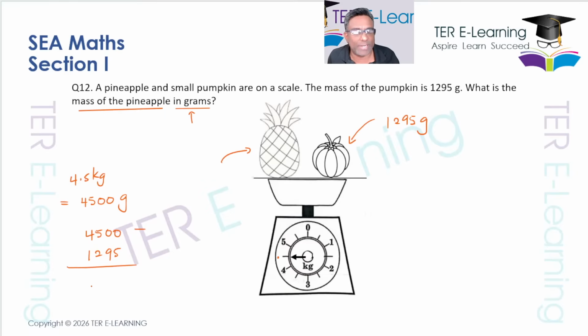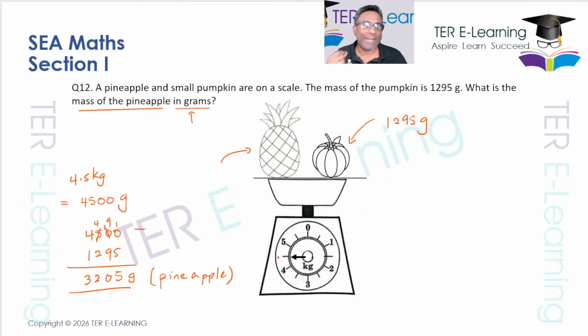And when I work this out, I'm going to get the answer. So we need to do some borrowing here. So let's borrow from this guy here. So this will be 4, this will be 10. So this will be 9. And this here will be 10, sorry. So 10 take away 5, we get 5. 9 take away 9, we get 0. 4 take away 2, we get 2. And 4 take away 1, we get 3. So this here, 3,205, that represents the mass of the pineapple.